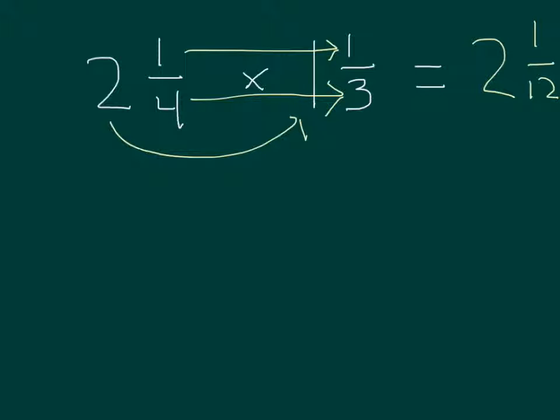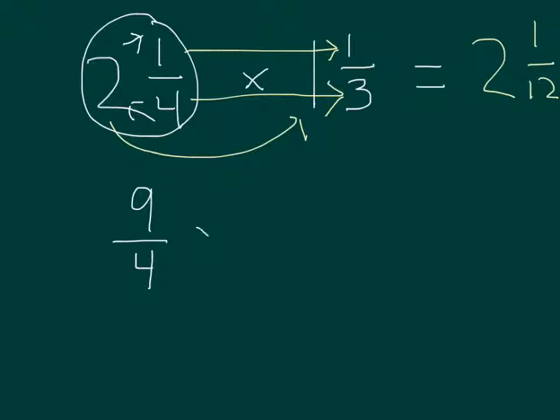So let's start with the 2 1/4. My denominator stays the same. 4 times 2 is 8, plus 1 is 9. Again, my denominator stays the same. 3 times 1 is 3, plus 1 is 4.